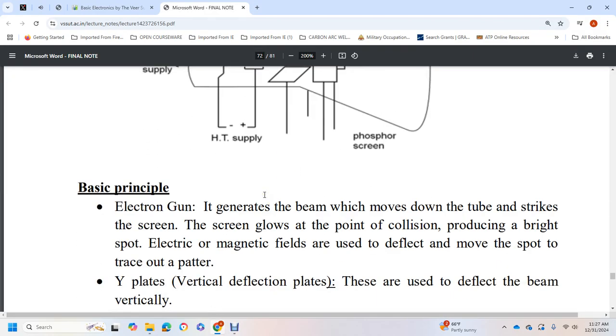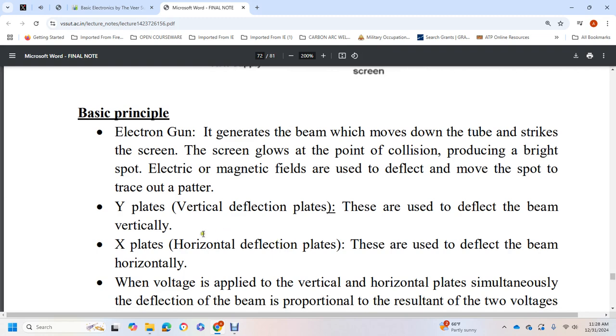Principle: the electron gun generates a beam that moves down the tube to strike the screen, and the screen glows at the point of collision, producing a bright spot. An electric or magnetic field is used to deflect the beam, moving the spot so that it traces out a pattern. The Y plates are the vertical deflection plates, used to deflect the beam vertically. The X plates are the horizontal deflection plates, used to deflect the beam horizontally.